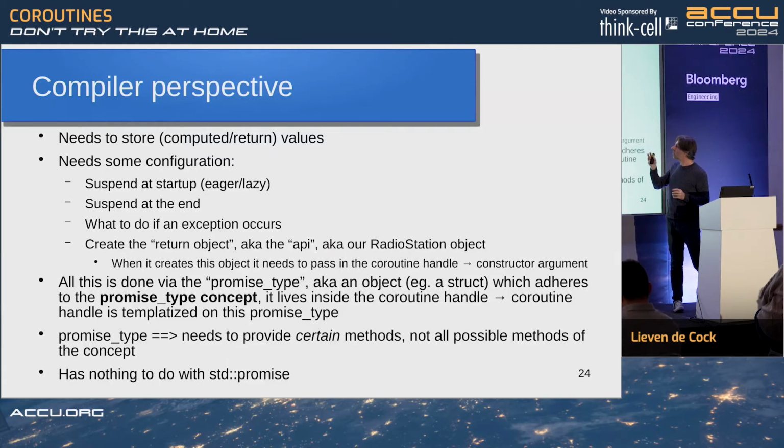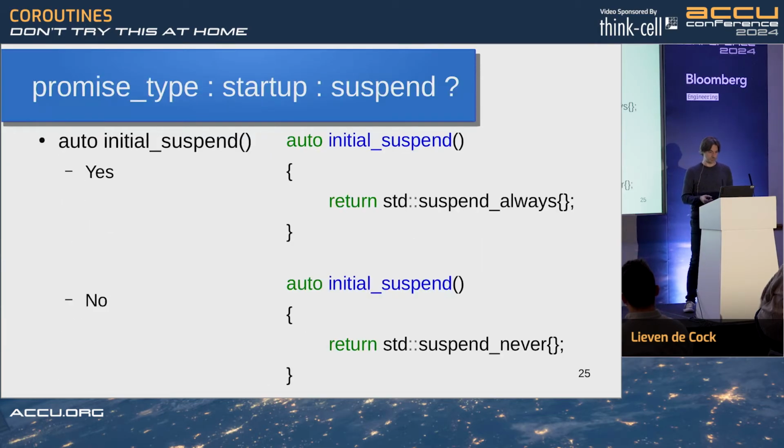All this, let's say, configuration of the coroutine is done in what's called the promise type. It has nothing to do with std promise. It's a concept. It's a promise type concept. It's just a little struct which adheres to the promise type concept, and we as developers need to implement that. The promise type concept is going to require that several methods will be implemented, but you don't always need to implement all of them. It depends on what you are doing. One of the methods on the promise type that we need to implement is, should we suspend at startup, yes or no?